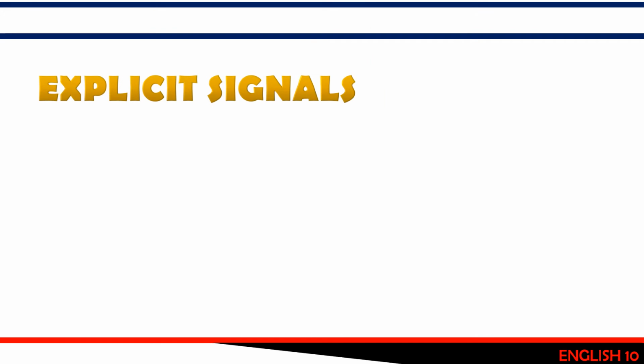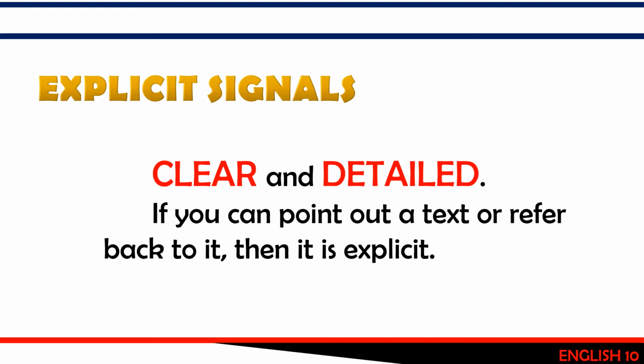So, let's have a catch. Explicit signals in communication are clear and detailed. If you can point out a text or refer back to it, then it is explicit.